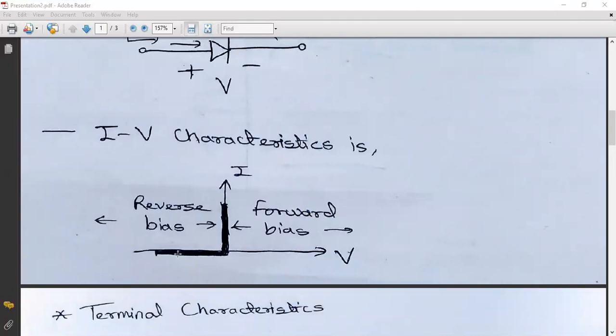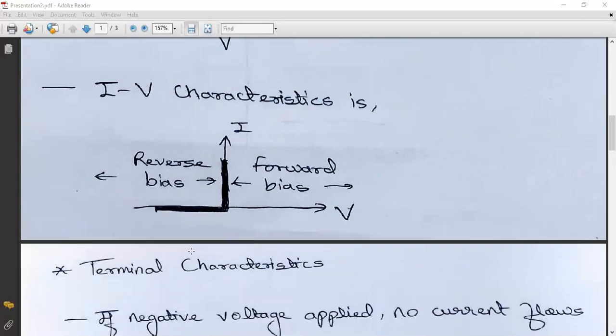We can see that on the x-axis the voltage is plotted and on the y-axis the current is plotted. This part is reserved for forward bias and this part is reserved for reverse bias. For an ideal diode, these are the characteristics. In forward bias, we will get zero voltage but maximum current. And in reverse bias, we will get maximum voltage but zero current.